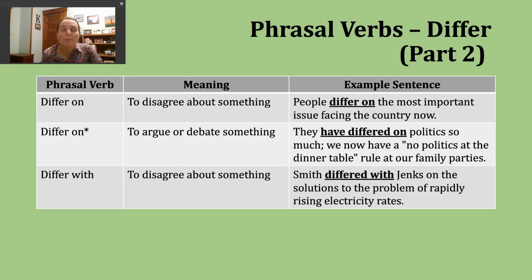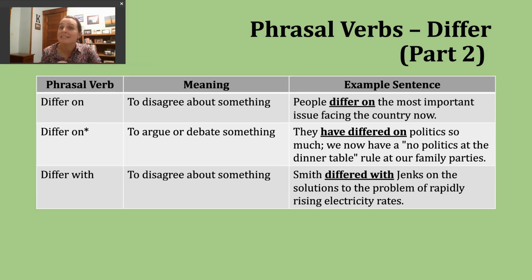Another phrasal verb you might encounter is to differ on. The first way to use differ on means to disagree about something. An example of this: people differ on the most important issue facing the country now. Here's a simple present sentence talking what is likely a fact, right? That we don't all agree what is the biggest or most important issue, right? We're going to have a bit of disagreement.